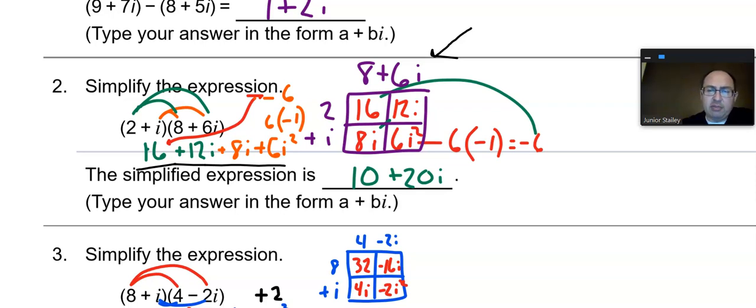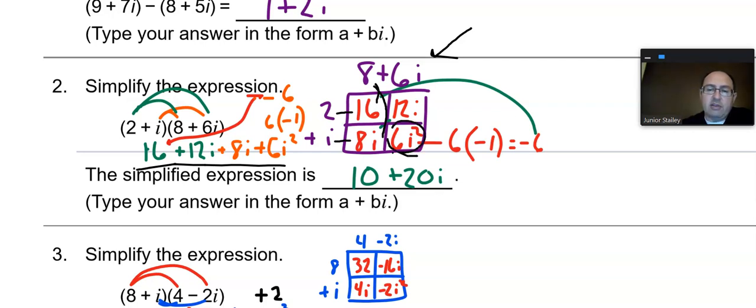So you can see I took the 8 plus 6i, put it across the top, 2 plus i. Nothing magical about how I did that. You could just as easily reverse it. 8 times 2 gives me 16. 8 times i gives me 8i. So you're just matching up rows and columns. And then adding like terms.